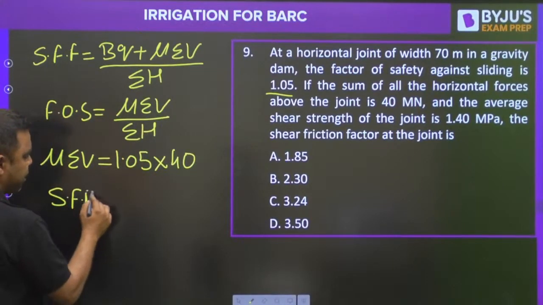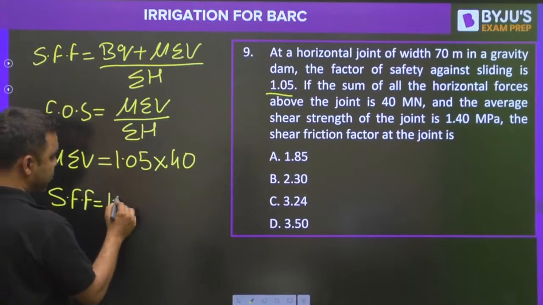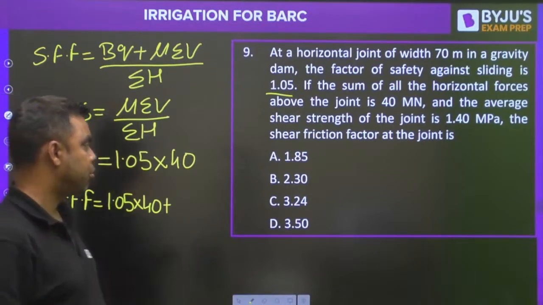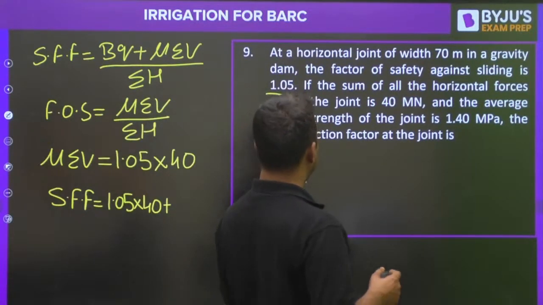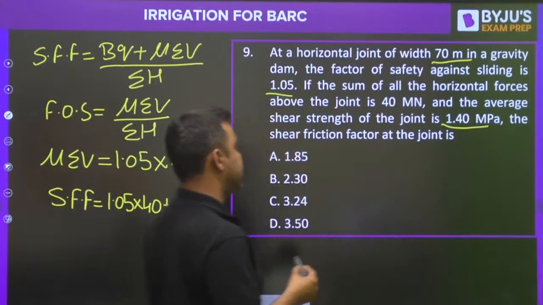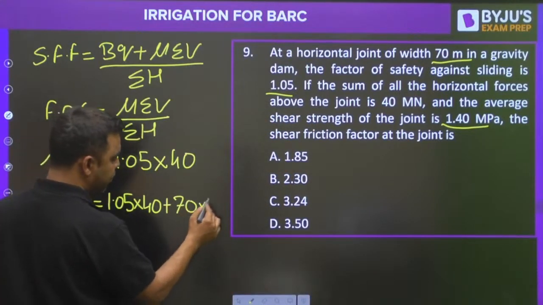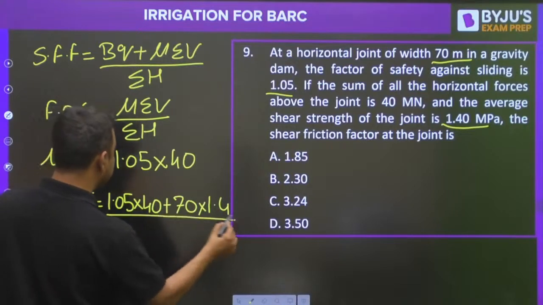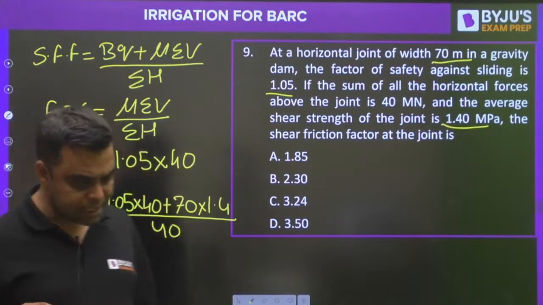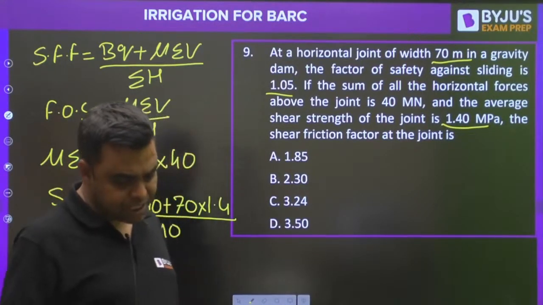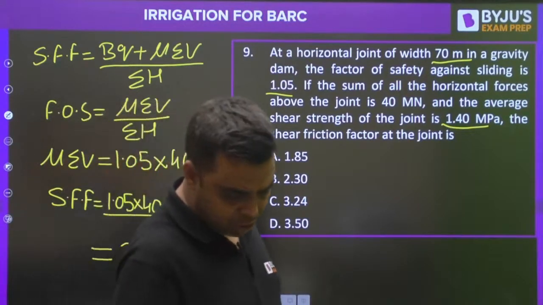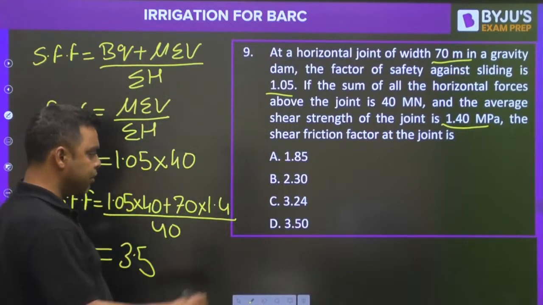So shear friction factor will be equal to 1.05 into 40 plus BQ, where B is 70 meter and Q is 1.4 megapascal. So it will be 70 into 1.4, divided by summation H, that is 40 meganewton. So how much is the value coming? Can I please have the answer? Okay, 3.5. Abhishek ji is giving the answer as D, 3.5. Yes, I have already solved this. Yes, 3.5. So the answer will be D, 3.5.